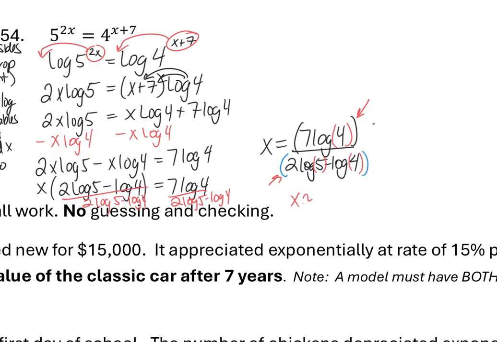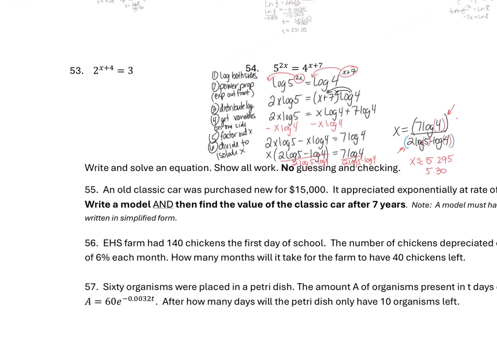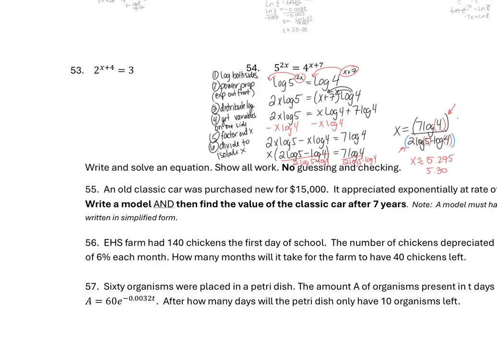I have x is approximately 5.295, which makes it 5.30. Okay, so it's all about the parentheses when you're putting it in your calculator. So make sure you can get that correct answer out of the calculator. Okay. Oh, looks like I skipped number 53. So we'll do that one.